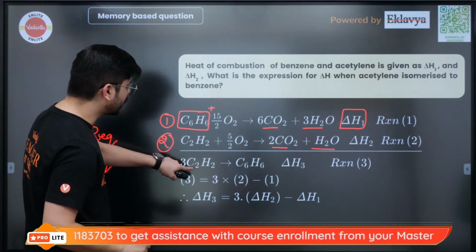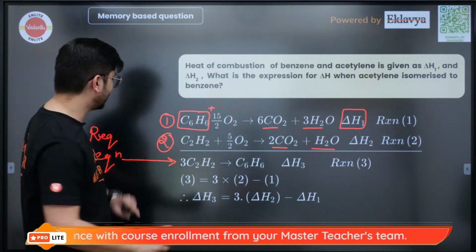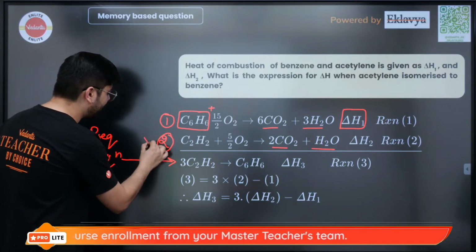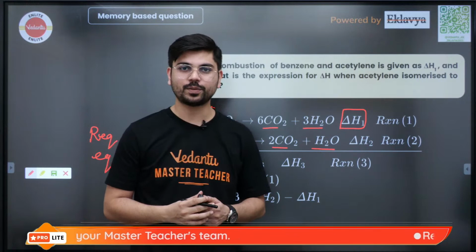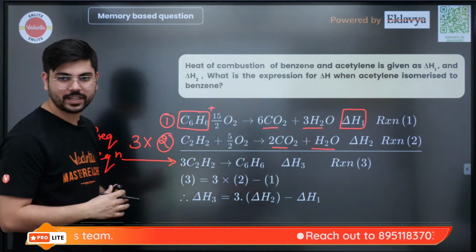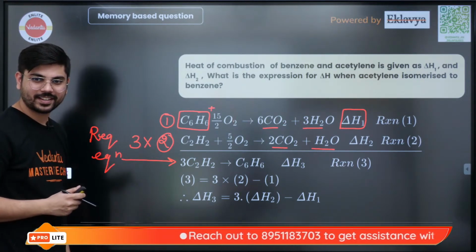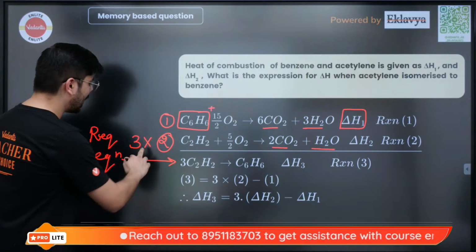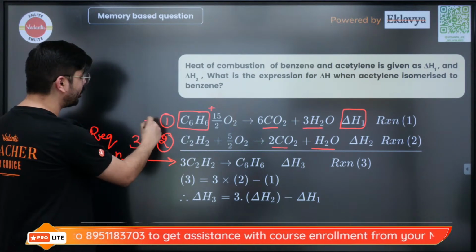That is 3 moles of C2H2. We want to convert it into benzene. Don't you think I have to multiply the second equation by 3? Right? We have to multiply the second equation by 3. Yes. Yes. I will multiply the second equation by 3 and subtract it from 1.